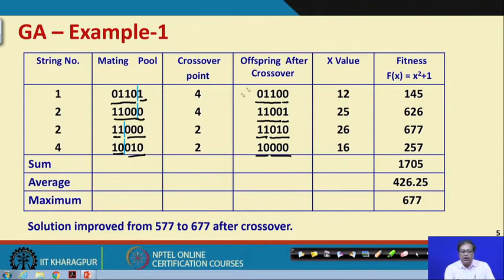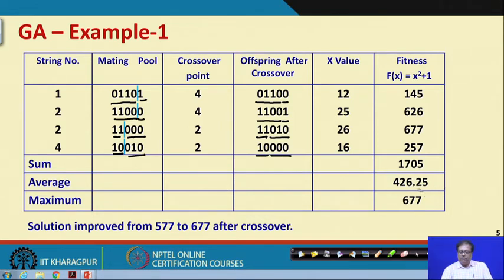Now, these are the offspring. Look here, these offspring values are 12, 25, 26 and 16. This is going to be our next generation, and look at their fitness. Their total fitness is 1705, and the average fitness is 426.06.